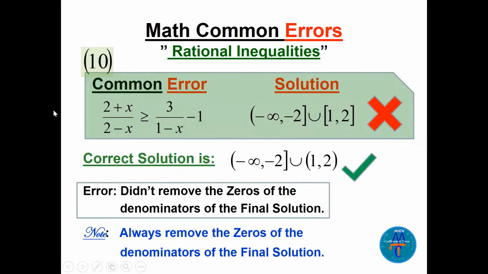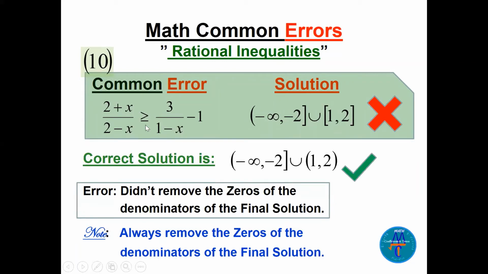Now, this mistake here, number 10, this one is a rational inequality. We know how to do it. You can move everything on one side, put 0 on the other side. But this error is not about the method of solving, but about the final answer. This is the final answer here. Minus infinity to minus 2 after you do table of sign, union 1 to 2. Why is this one a big mistake and this one the correct one?